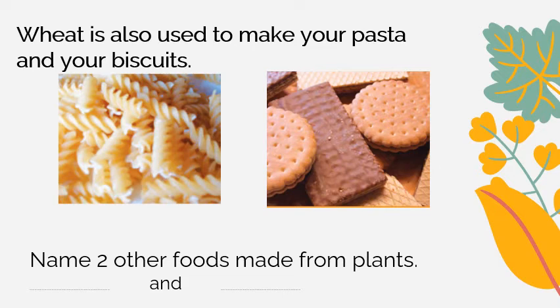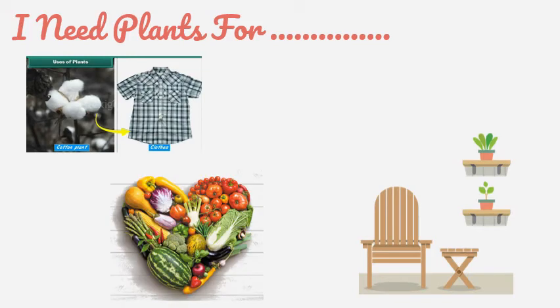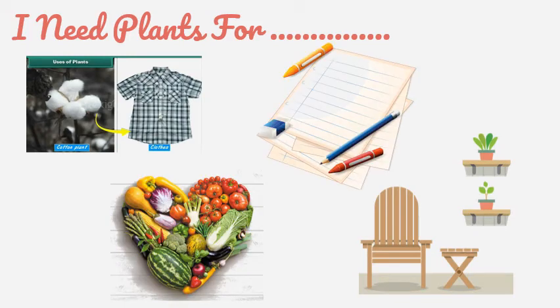Let's name two other foods made from plants. Let's think. I wrote donuts and crackers. You can think of something else. We need plants, right? We need plants for clothing, furniture, papers. I'll tell you. Here we can see a chair and a table, right?